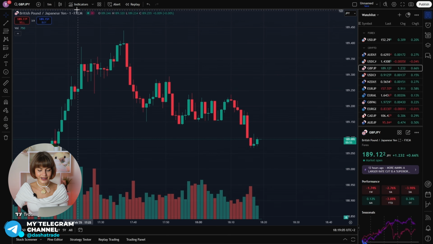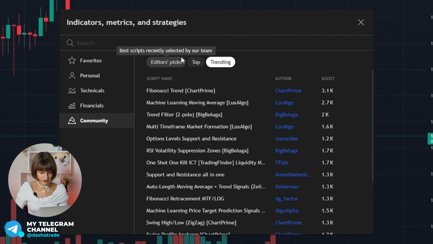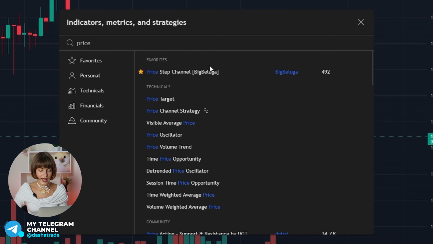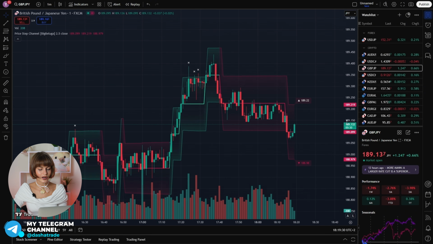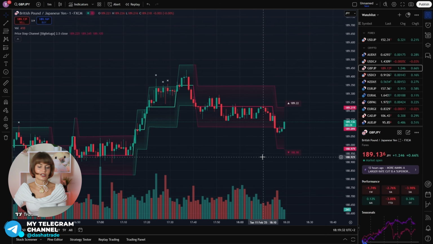Now let's add the indicators that we will use to make money. We go to Indicators section and enter the name of our indicator. And we add the indicator called Price Steps Channel from this author. So, our chart has changed significantly. Now let's figure out what we are going to trade and what the strategy is all about.